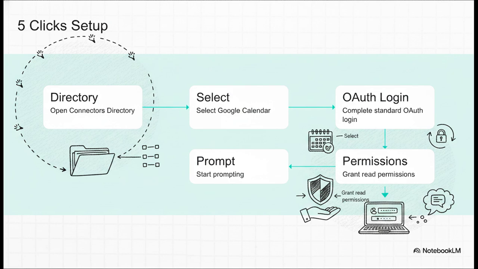In fact, it takes exactly 5 steps. Open the directory, select Google Calendar, do a standard OAuth login, grant read permissions, and boom, you start prompting. You are securely tying your live schedule to Claude's reasoning engine without ever having to leave your chat window. It is built for absolute efficiency.